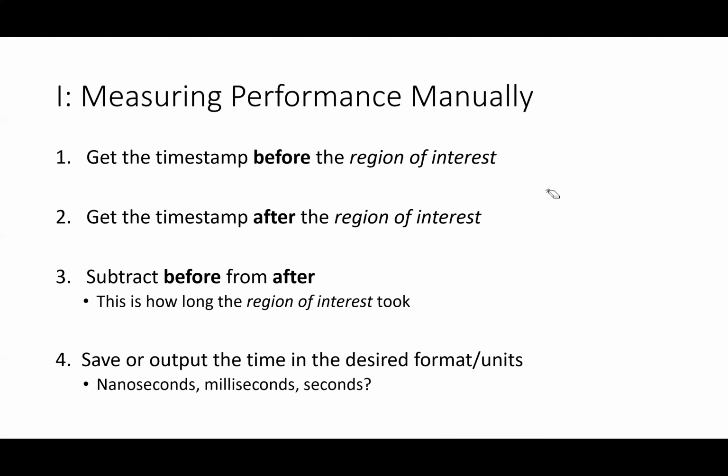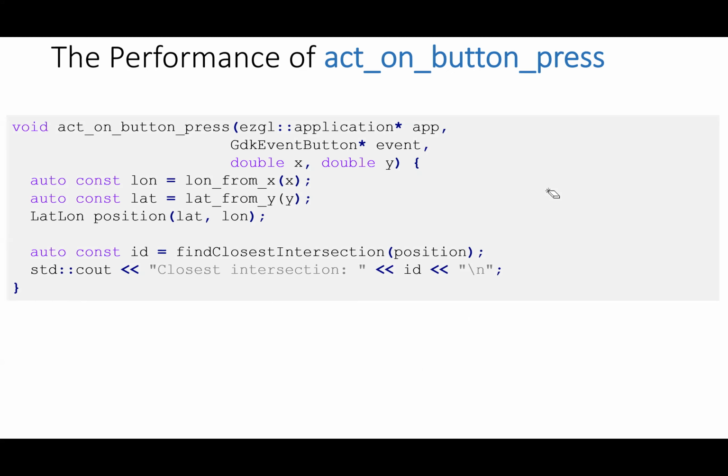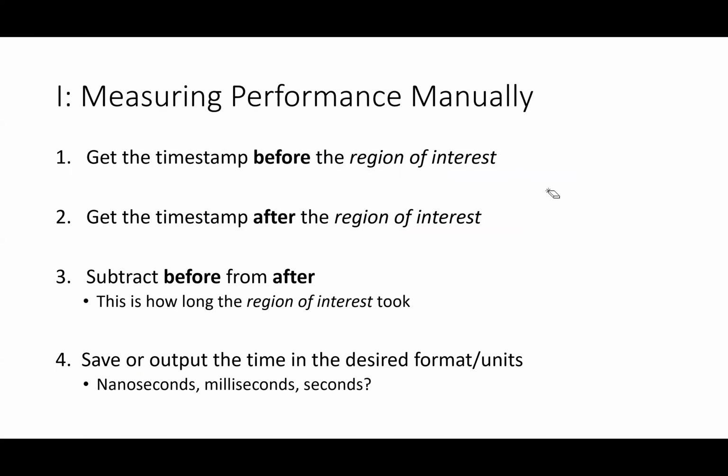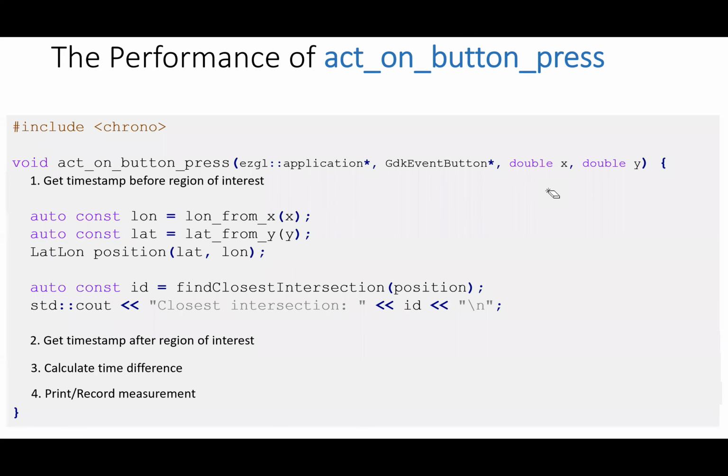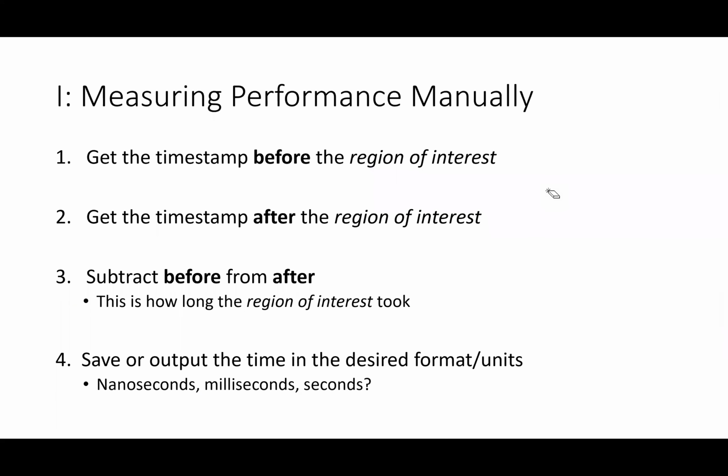So measuring performance manually is basically: get the time before some region of interest. Sorry, I don't remember my own slides. So get a timestamp before the region of interest, get a timestamp after the region of interest. Maybe it's an entire function, maybe it's a loop nest. Subtract before from after, and then output. Okay, so that's how you get the time: what's the time now, what's the time when I'm done, subtract them.